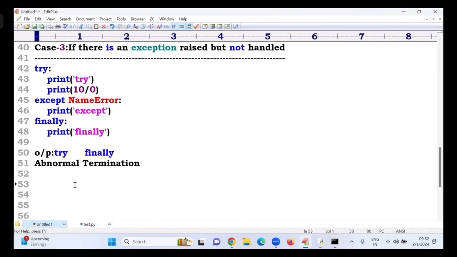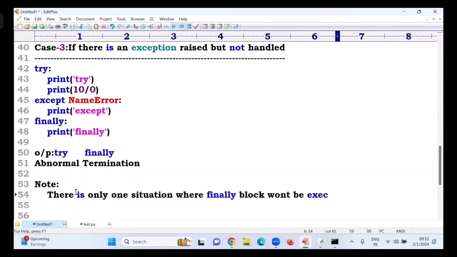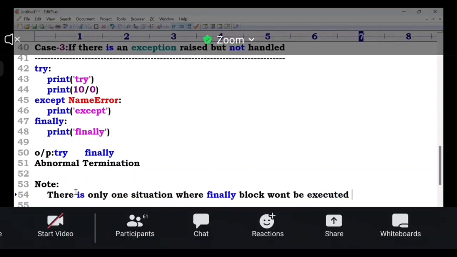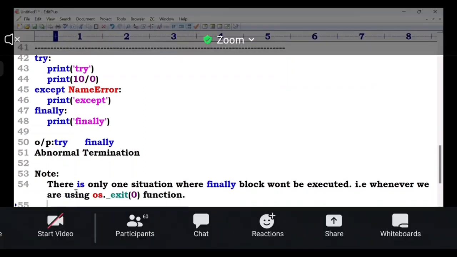So now make a note. There is only one situation where finally block won't be executed. That is whenever we are using os._exit function.